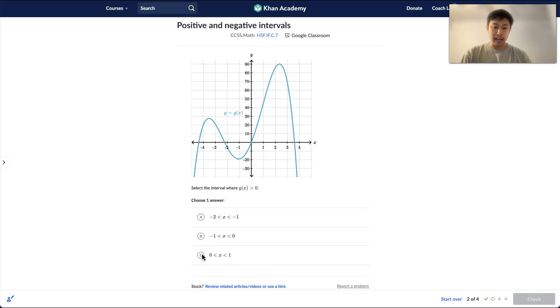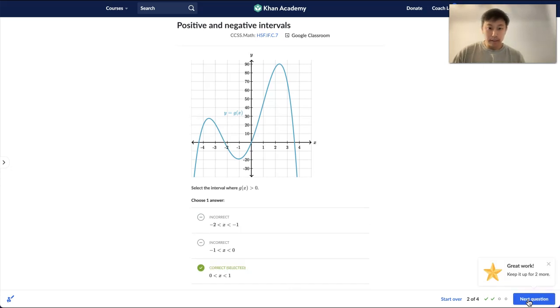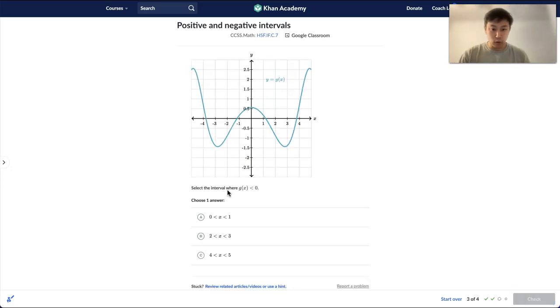So that means C has to be the answer, but let's just make sure we understand. So between 0 and 1 now, my graph is above the x-axis. I have positive y values when I have an x interval between 0 and 1. Okay, let's do one more. Okay, select the interval where g of x is less than 0. Paraphrase, right? You're interpreting that as intervals where y is less than 0. In other words, negative y values.